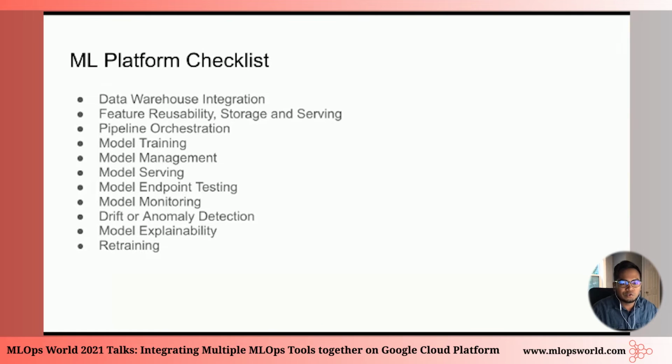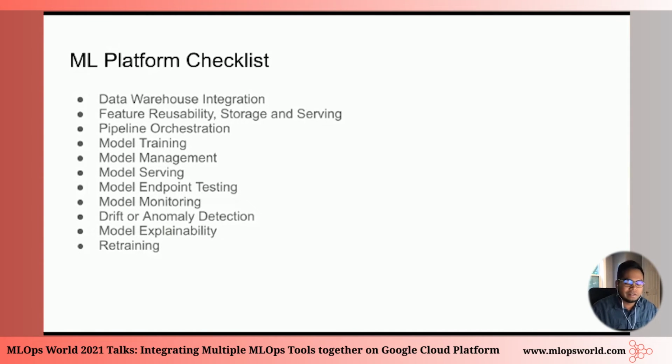Then we have model training. We want to train our model in a scalable and resilient fashion in a distributed platform such as Kubernetes, where we could use things like GPUs, for example. And then when we're training all our models, we want to manage them. We want to see how their version control works and how they're performing, and for all that we need a model management tool.